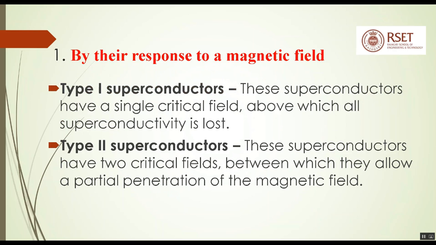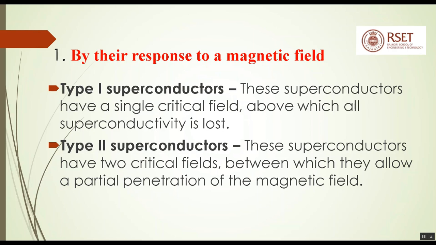Let us consider the first criterion, that is based on the response of superconductors to an externally applied magnetic field. Depending on this, superconductors are classified into two categories: type 1 superconductors and type 2 superconductors. Type 1 superconductors have a single critical magnetic field value above which all superconductivity is lost. That is, the material becomes a normal conductor above the single critical magnetic field value.